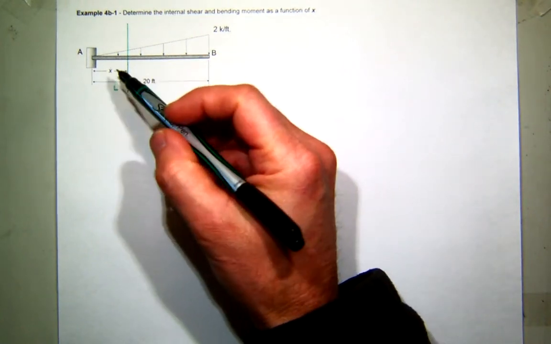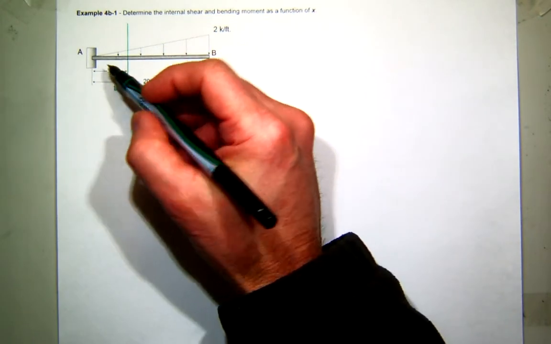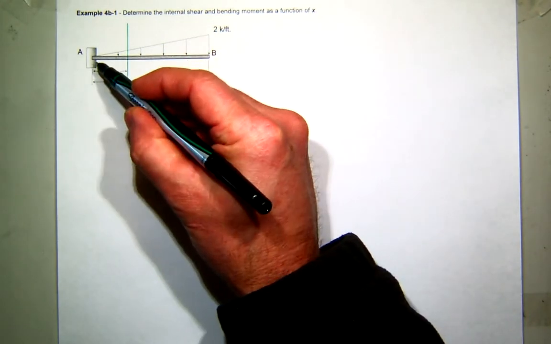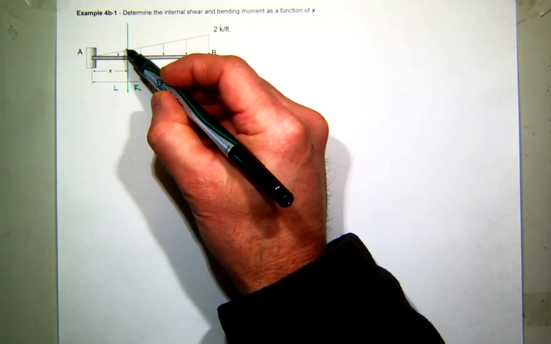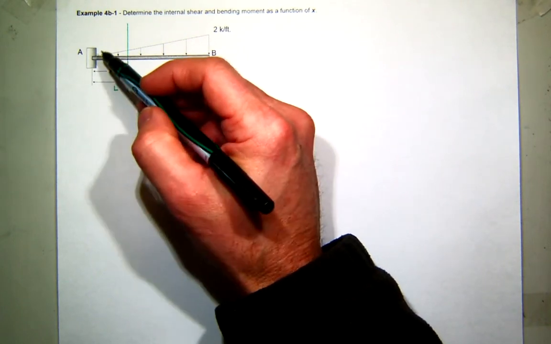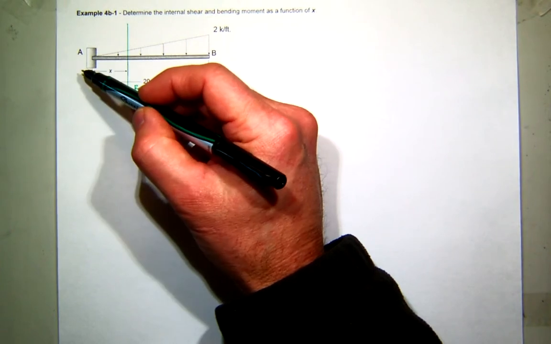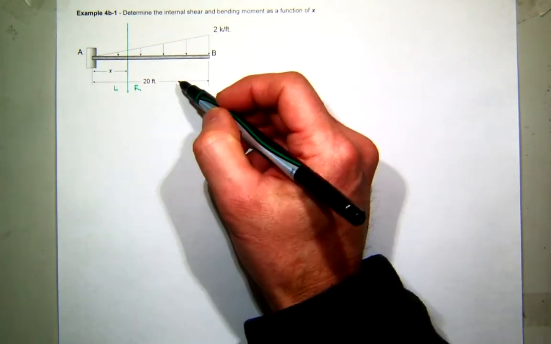So let's talk about the left side. First of all, my dimensions are in x. That's going to be easy. And my loading is a triangle. We've handled triangles before. But you'll notice that I've got to find all my reactions at A.